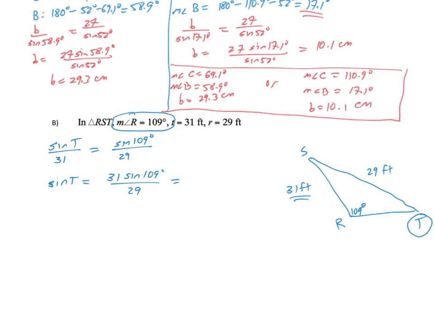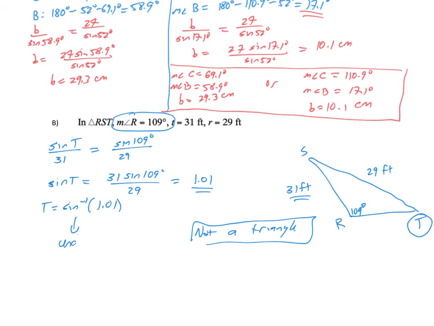That turns out to be 1.01, and immediately, since sine of T is greater than 1, I know that this is not a triangle. I can conclude that right there. If you go ahead and do T is sine inverse of 1.01, your calculator will say undefined. In that case, you're going to conclude that this is not a triangle. Okay, flipping to the back side.